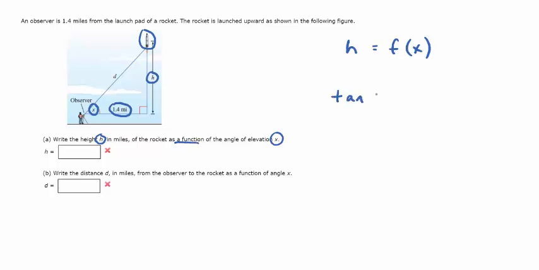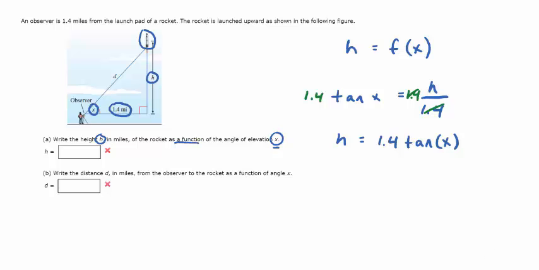So you could say tangent of x is equal to h, the opposite, divided by the adjacent, the TOA part of SOHCAHTOA. And then if I solve this for h, I'll have exactly what they want, h in terms of some formula or function of x. So if I multiply both sides by 1.4, I'll have it. Just get h by itself. And so I'll turn it around and say h is equal to 1.4 tangent x. But when you type it in WebAssign, make sure you put parentheses around the x.